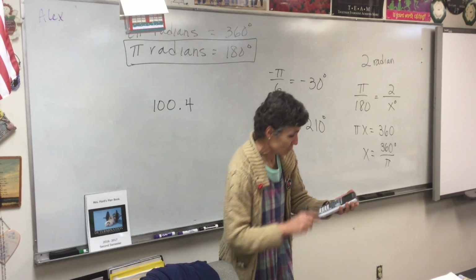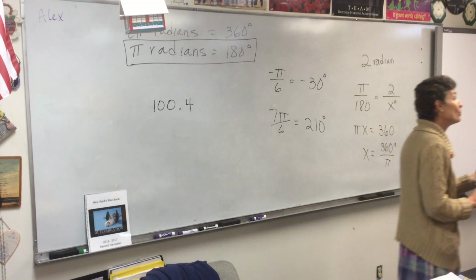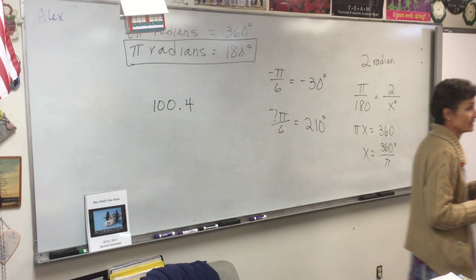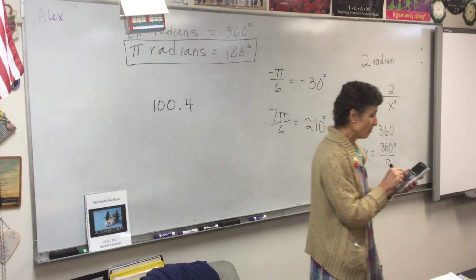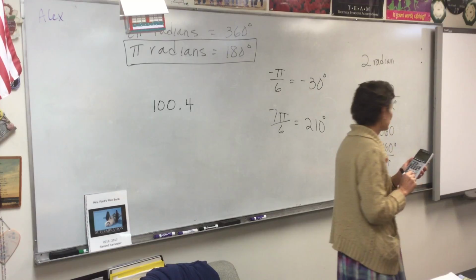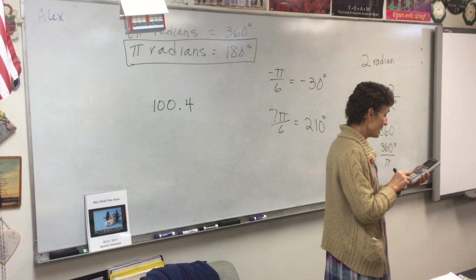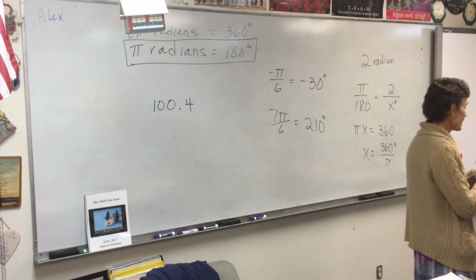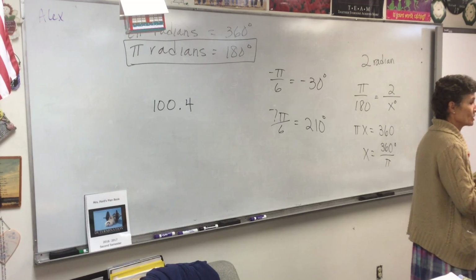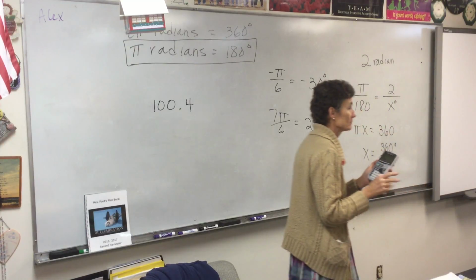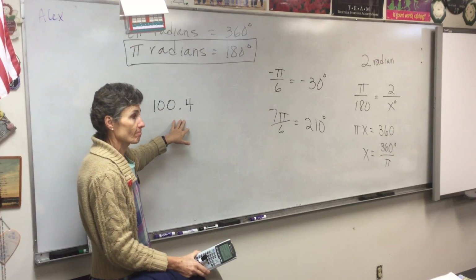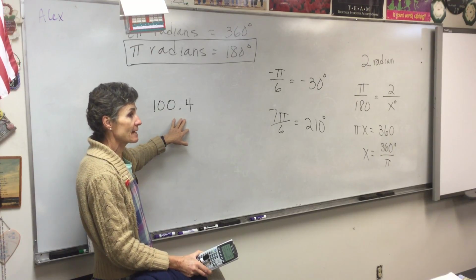So here's what I want you to do. First thing, go to mode, and make sure that degrees is highlighted. Mode, in the top row buttons there, make sure degrees is highlighted because we are working with degrees. Everybody got it? Okay. Now, I want you to type in 100.4. That's the problem. That's why I'm typing that in. Okay, everybody caught up? Because now here comes the new part.